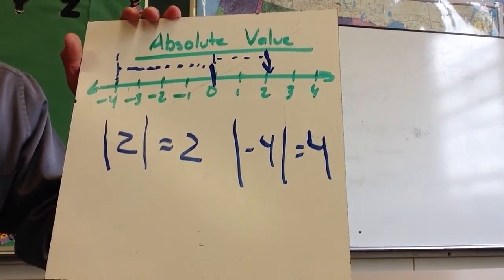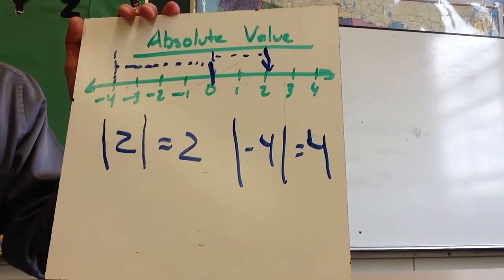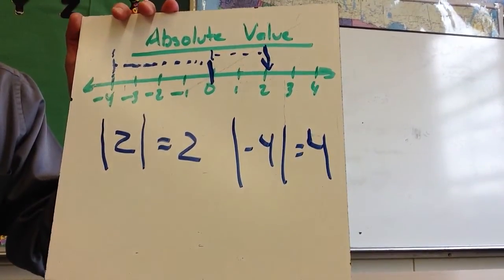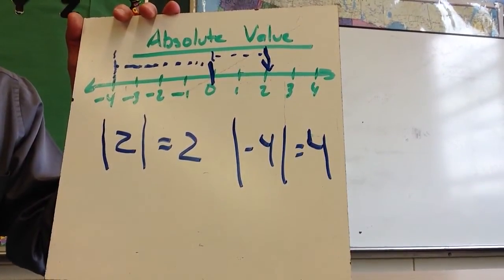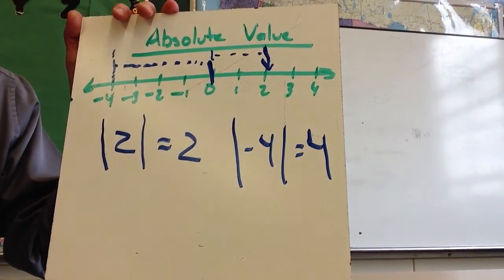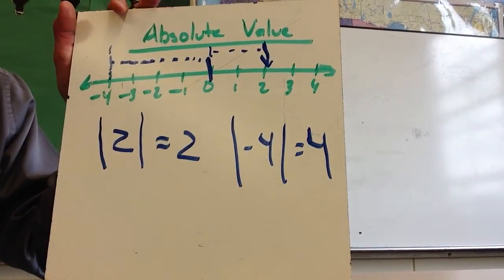A lot of times people use absolute value in money. You really can't have -$20. So if I have -$20, really what it is that I owe you $20. I'm $20 away from being at 0.